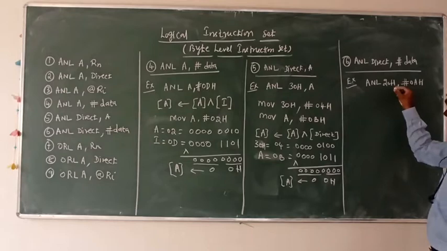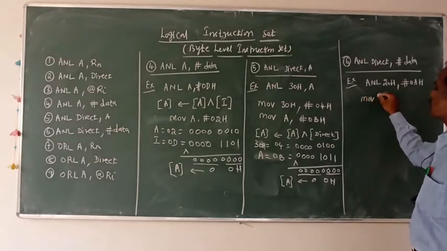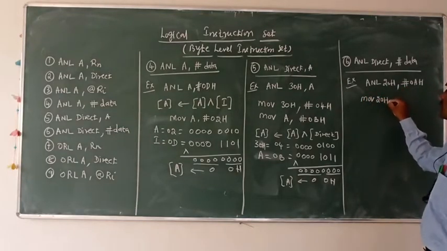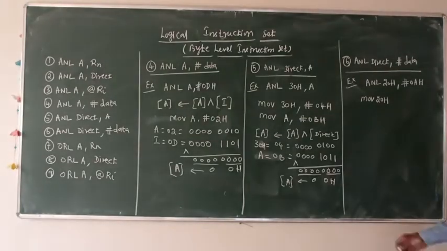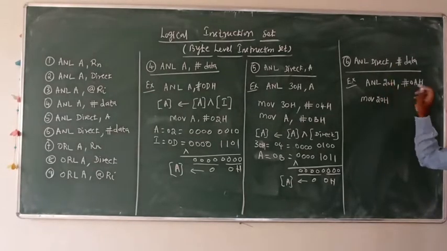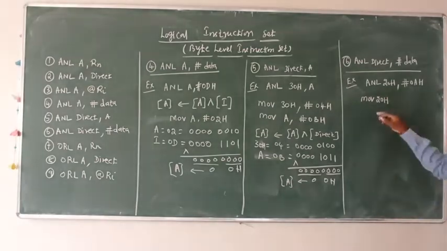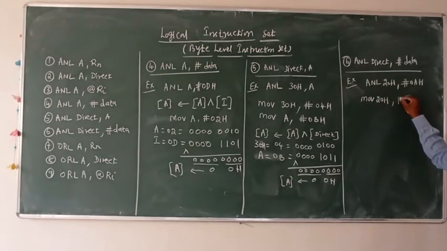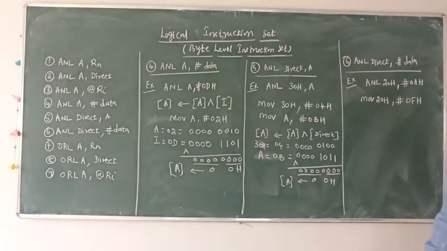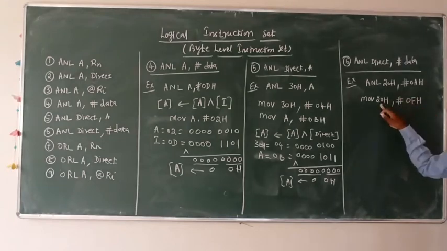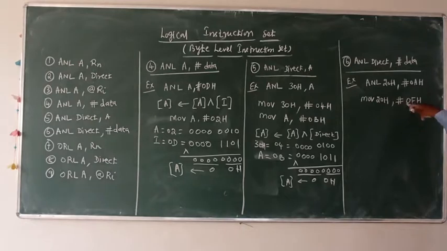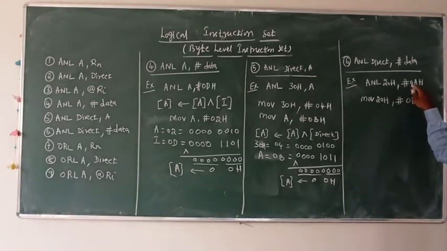Okay. Now, first we have to initialize the data in the 8-bit memory address location. MOV 20H, #0FH. 0F data is available in memory address location 20H. This data is logically ANDed with the immediately given 8-bit data, that is 0A.